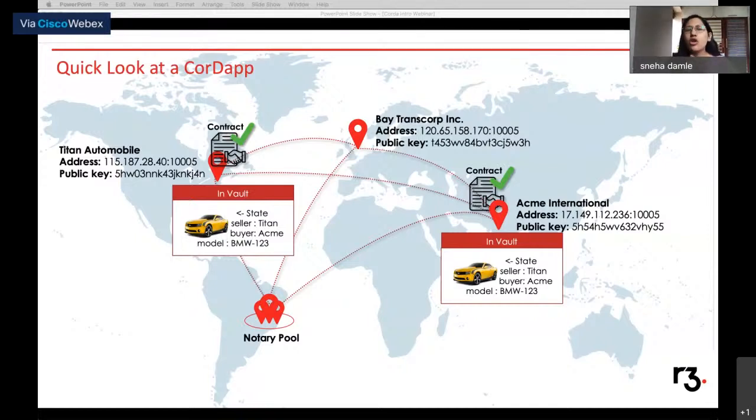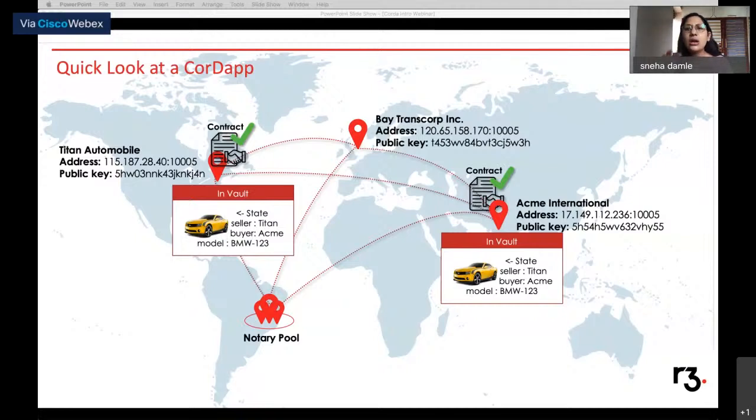So now let's take a very high-level look. Let's discuss how Titan and Acme will proceed and how they'll execute this particular transaction. Titan will create a transaction, which in Corda is usually called a proposal. So a transaction is a proposal in Corda. Titan will create a proposal in which he will propose to Acme the transfer of his vehicle.